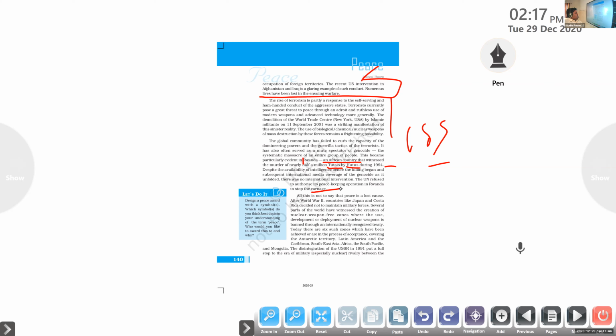All this is not to say that peace is a lost cause after World War II. So we cannot say that peace does not exist at all. After World War II, countries like Japan and Costa Rica decided not to maintain military forces. Some countries today are spending more money to create more weapons and armaments. But after the Second World War, Japan and Costa Rica decided not to maintain any army or forces.